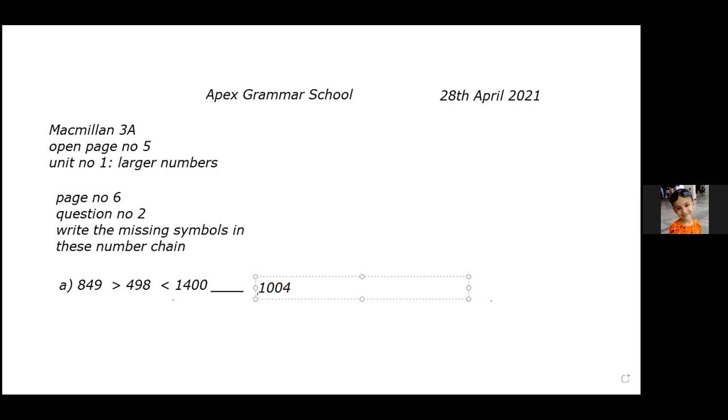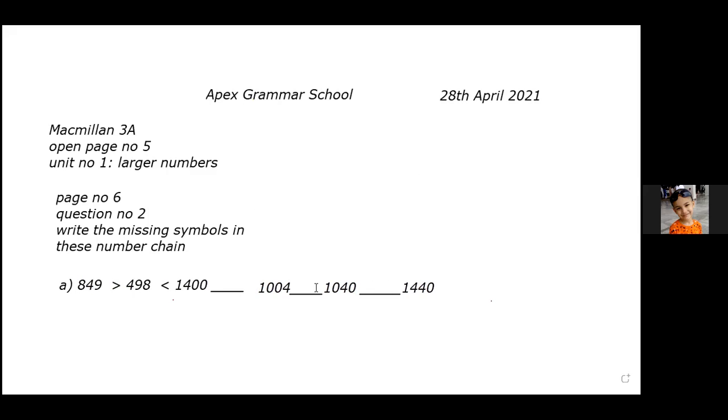1004. After 1004, again they leave a box for you to write the missing symbol. Then 1040. Again they leave a box for you to write the missing symbol. Then 1400. So the question is, write the missing symbol in these number chains.